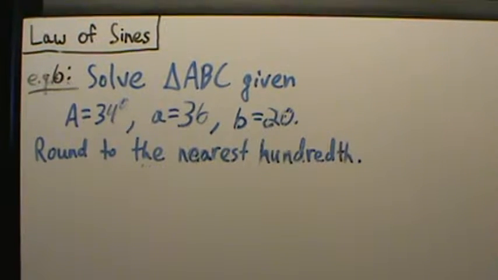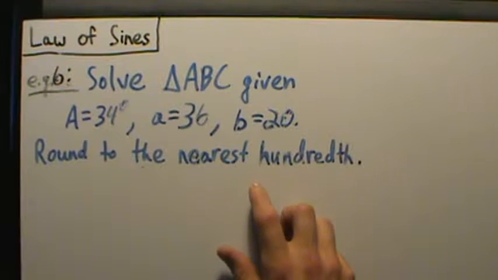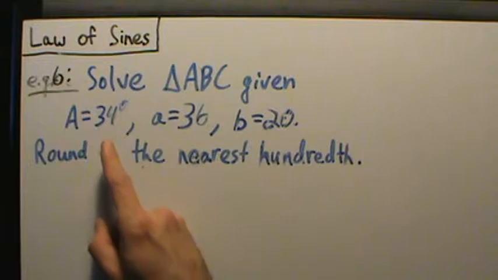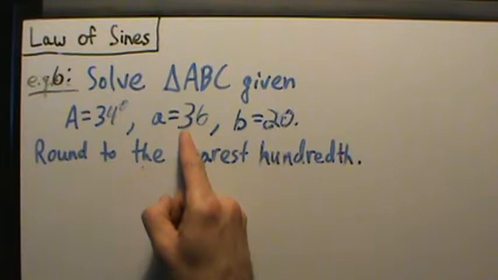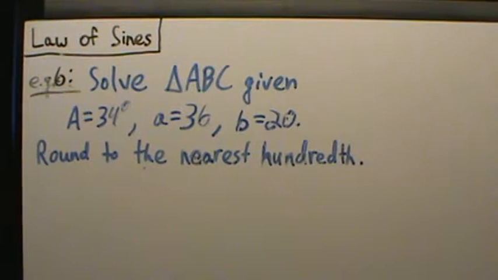Here's example 6 of using the law of sines. So another SSA case here, so two sides and one of the angles that's not in between them. Solve triangle ABC given angle A is 34 degrees, side a is 36, and side b is 20. We want to round to the nearest hundredth wherever appropriate, so that means 2 decimal places.